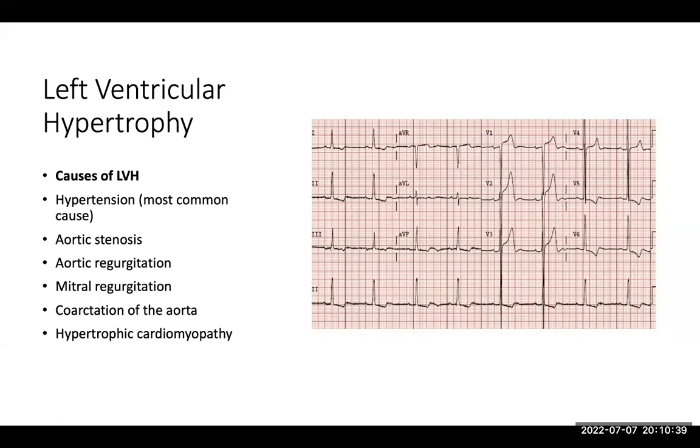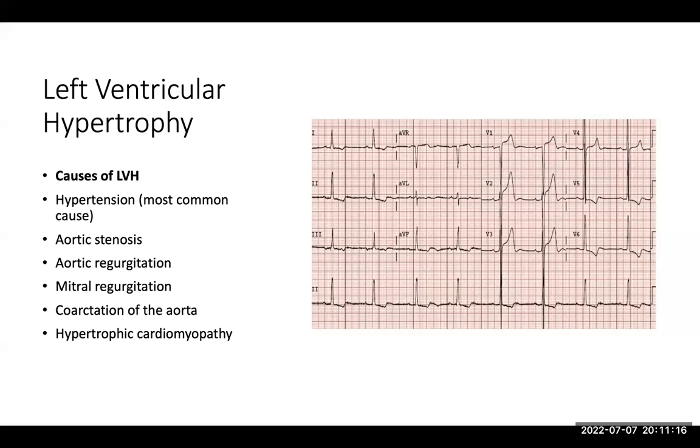But if somebody wants to know the criteria, you just say S in V1 plus R in V5 is more than 35 millimeters. You remember we said one large box is 5 millimeters. So you count how many large boxes are here. 1, 2, 3, 4, 5. That is already 25. Then if you add this one of V5, I don't even know where it's ending because it's merging into V4, you are very sure that you have got more than 35 millimeters. Those are 7 large boxes. That is S in V1 plus R in V5 or V6, whichever is taller.